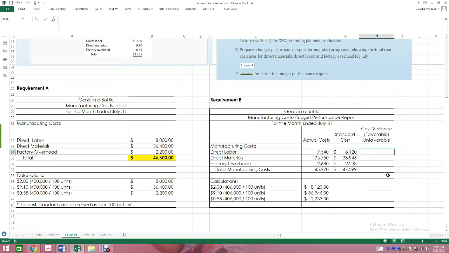Now we need to figure out our variance. If it's a favorable variance, you put it in parentheses. If it's an unfavorable variance, you don't put parentheses. So what I'm going to do is go ahead and compare.